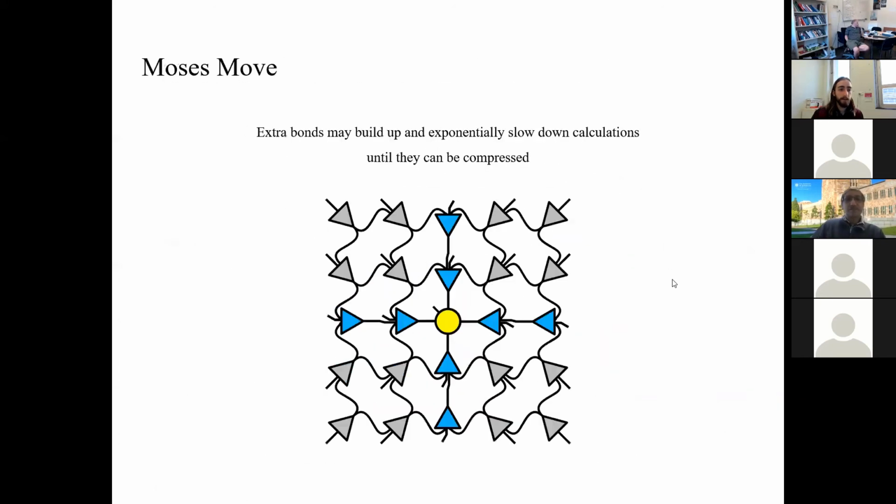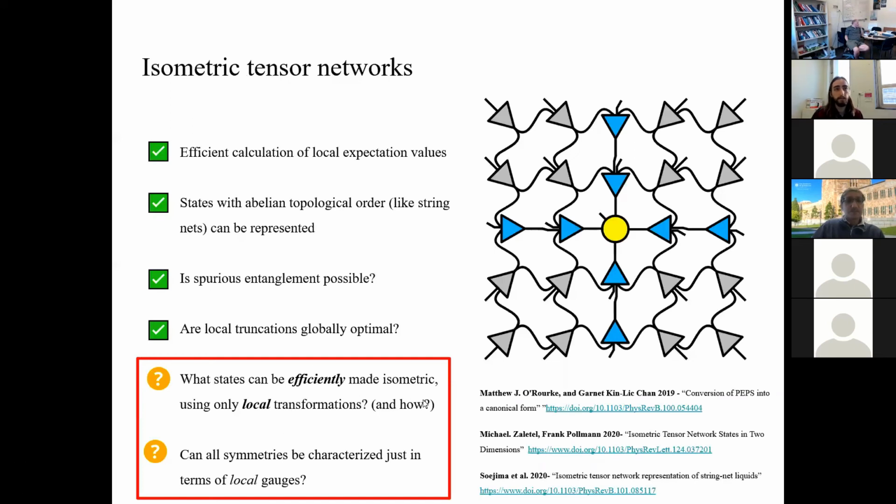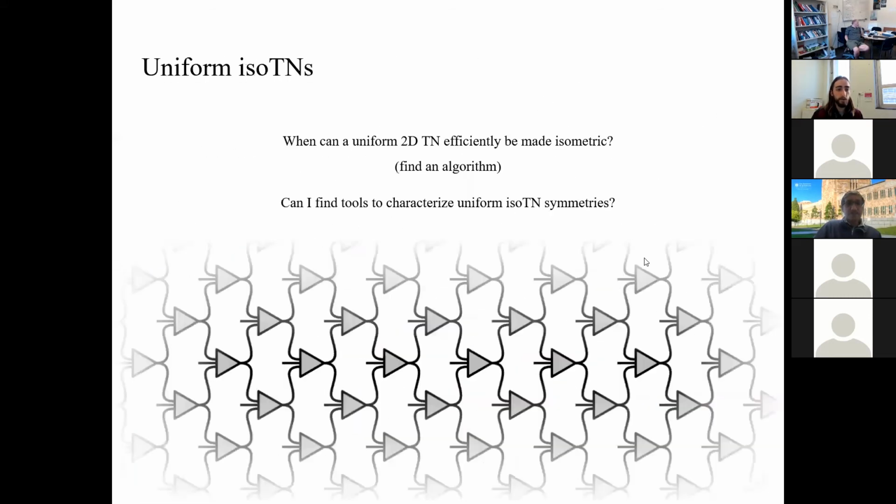But that really hasn't answered this question about what states can practically be made isometric with local transformations and what symmetries can be characterized. So I plan to investigate this in the coming months with these uniform two-dimensional isometric tensor networks. I'll look at the spectrum of these uniform isometric tensor networks, when they can be efficiently made isometric, look at algorithms for them, and also try to find tools to characterize the symmetries.